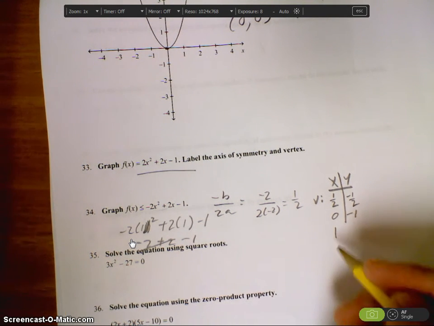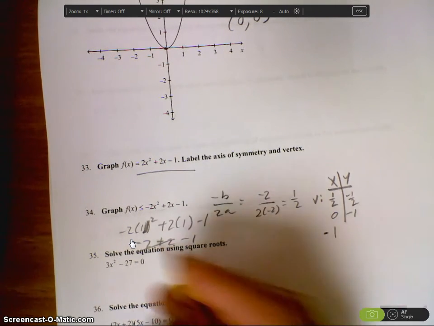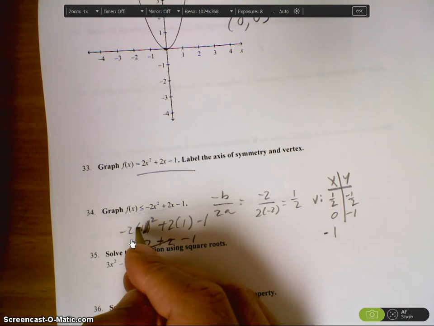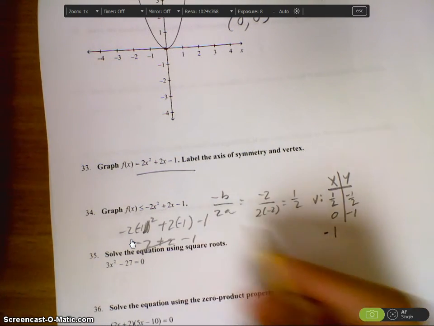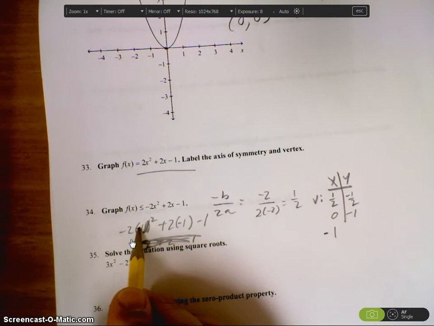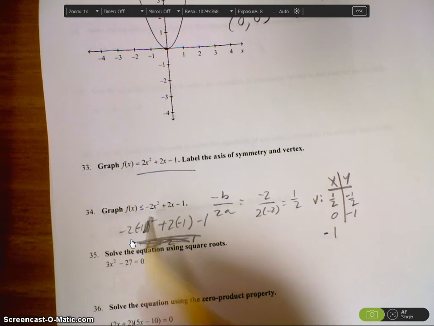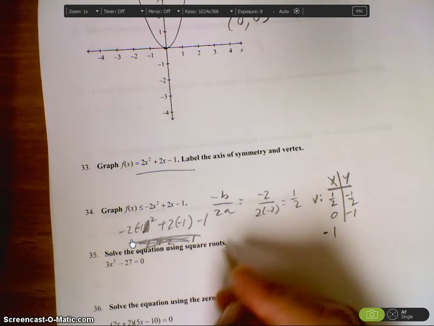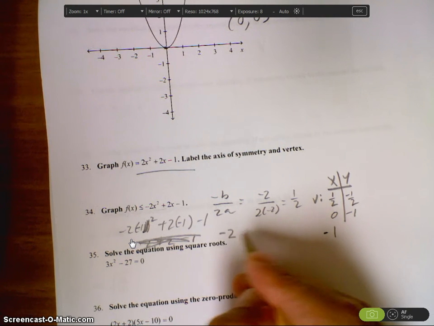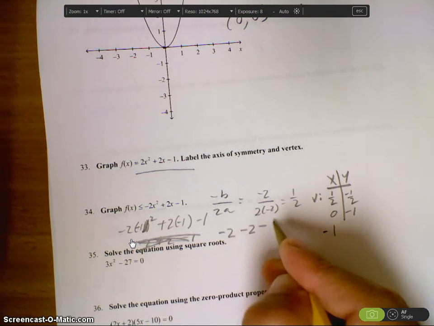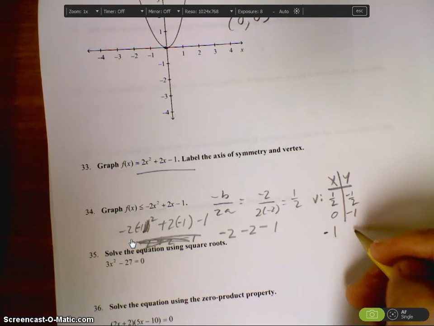Oh, I wanted to pick negative 1. That's why. 1 and 0 are the same distance away from the vertex. That's why I got the same answer. I've got to change these. So this becomes negative 1 squared is positive 1, which makes this negative 2, minus 2, minus 1, which is negative 5.